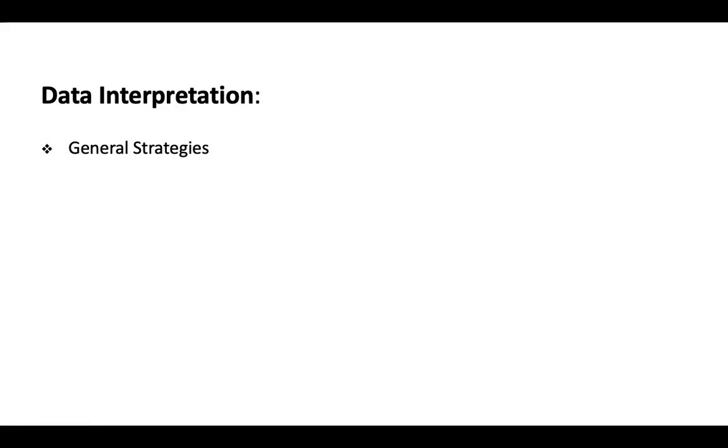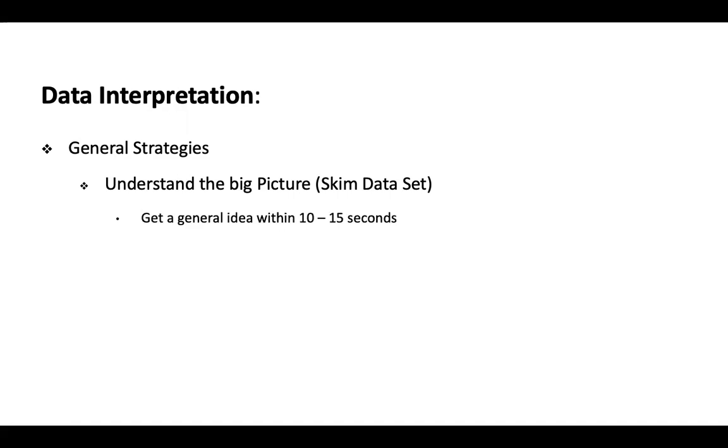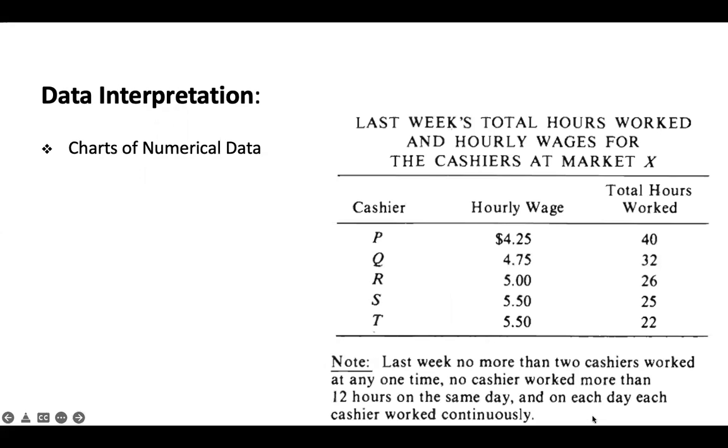But there are general strategies which we could use to have a better idea about each of these data interpretation questions. Okay, so first start with this one: understand the bigger picture. What does that mean? When you see a data interpretation question, just take 10 to 15 seconds to get an overall idea about the whole graph. How can you do that? Yeah, very important thing: read any accompanying text. Just like in the last question, this note bears a lot of importance. And if you miss such a note, you will most likely make a mistake, right?